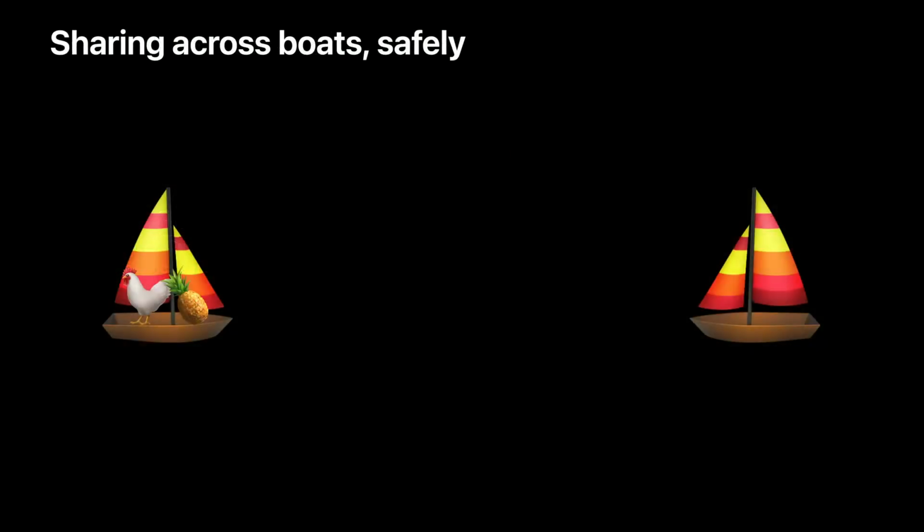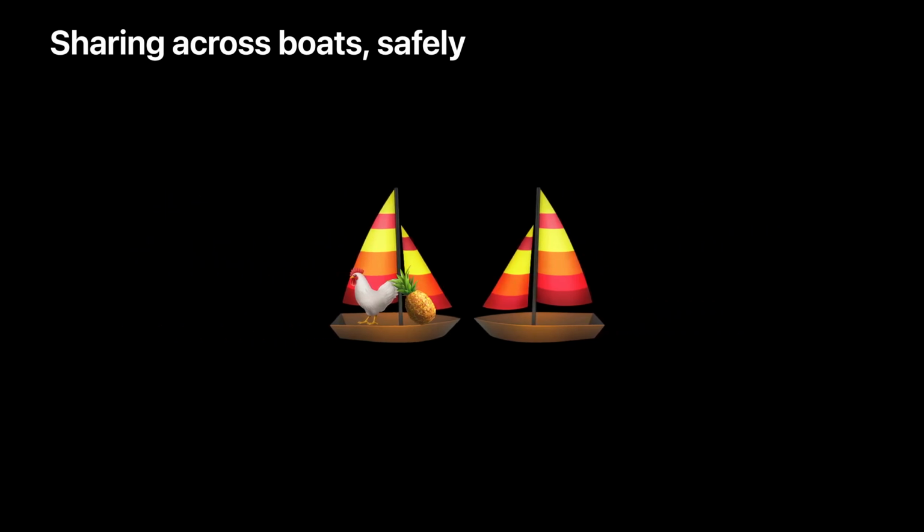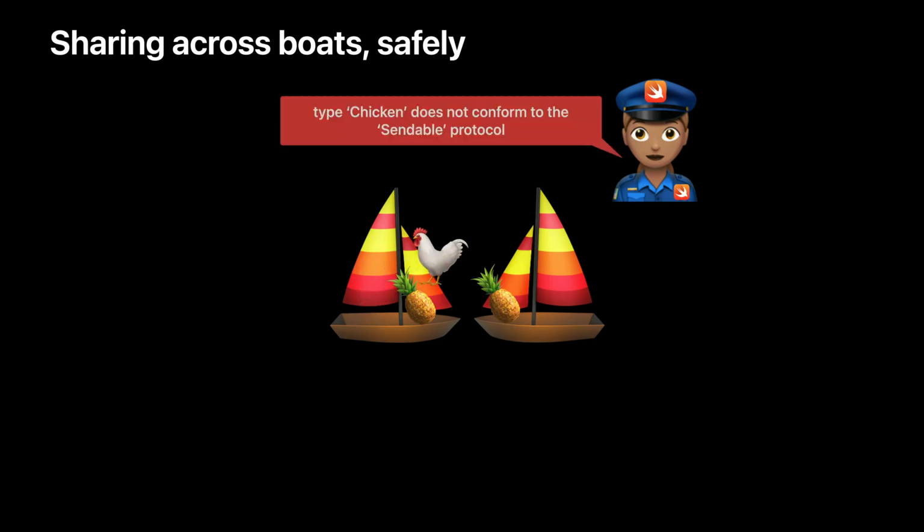Now, let's revisit the idea of sharing data among boats. When two boats meet on the high seas and want to share data, we need someone to consistently check all of the goods to make sure they're safe to share. That's the role of our friendly customs inspector, played here by the Swift compiler, to make sure that only sendable types are exchanged. The pineapple is fine and can be exchanged freely because it's sendable. However, the chicken cannot be exchanged, and our friendly customs inspector will prevent us from making that mistake.